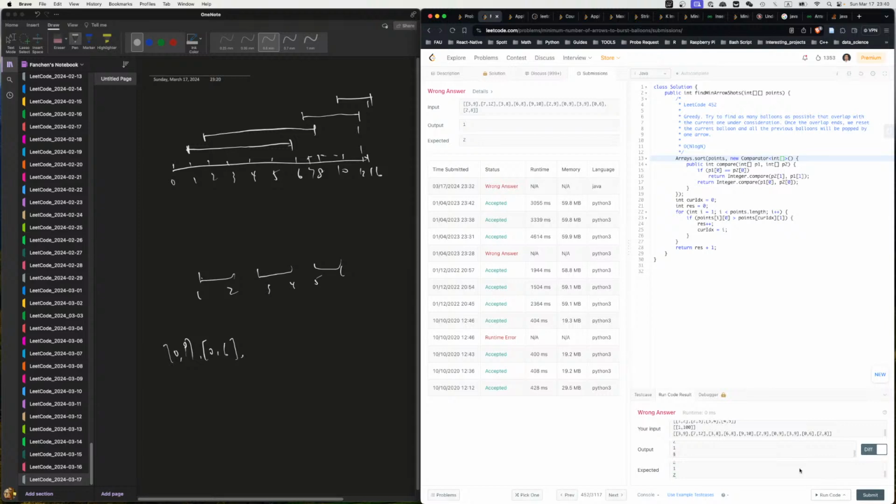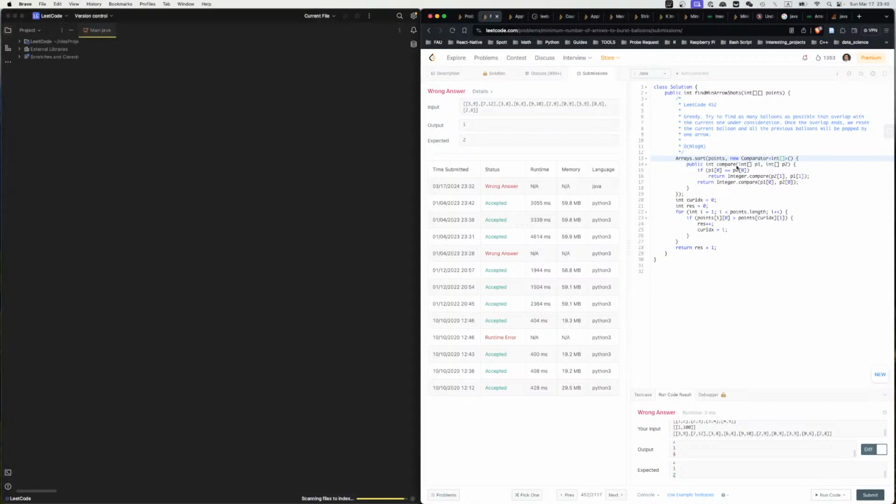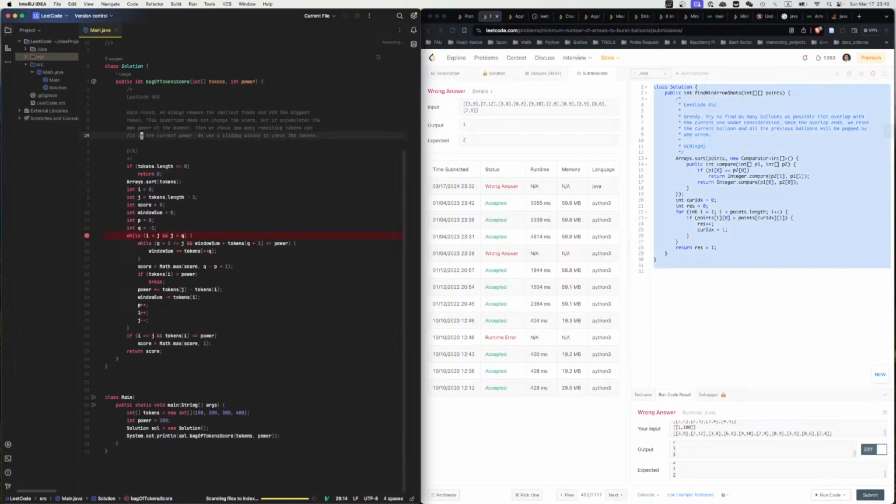Okay. I'm not sure how this sorted result is. So in this case, I need some debugging capabilities. Do we have a debugging? Oh, I don't even have this. IntelliJ. Need a debug, unfortunately. That's okay. I'll just debug here.